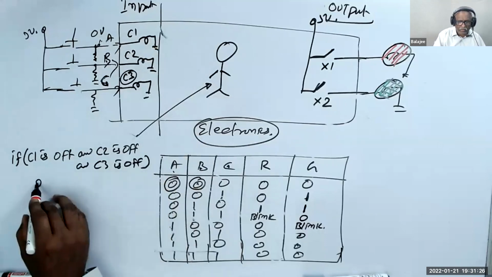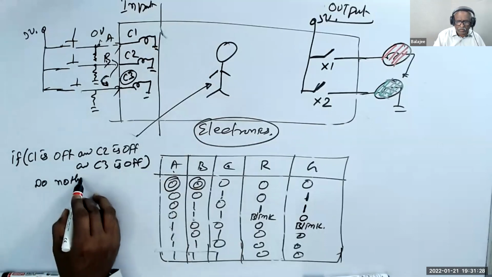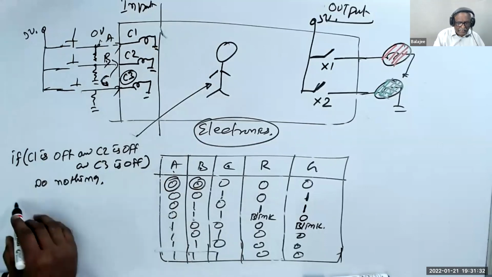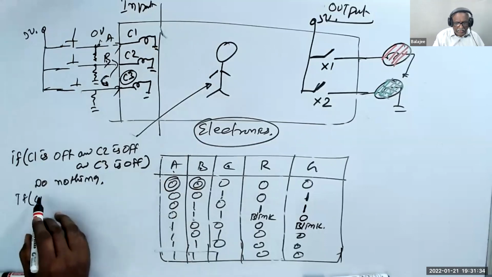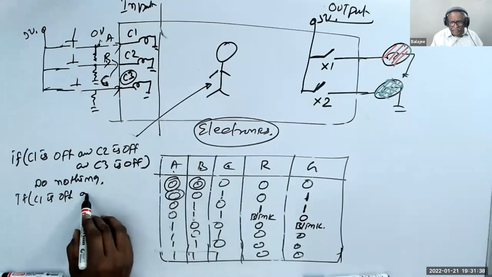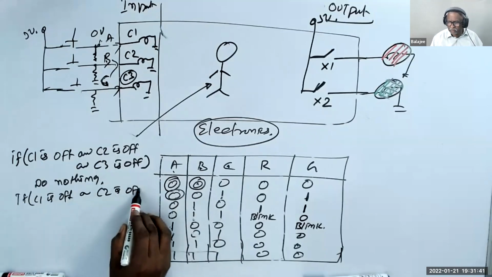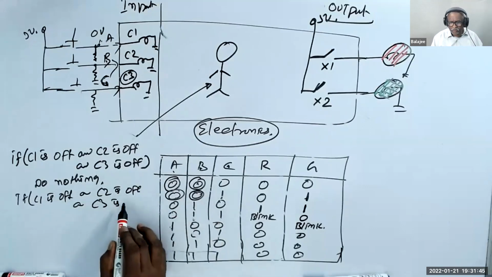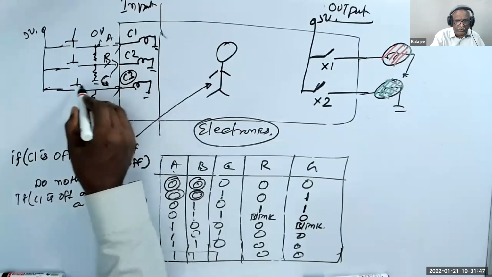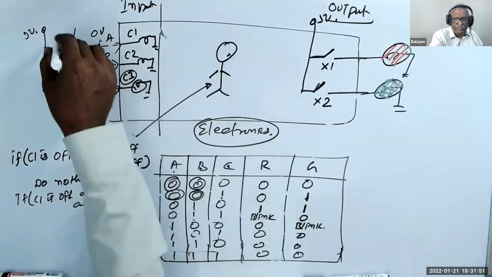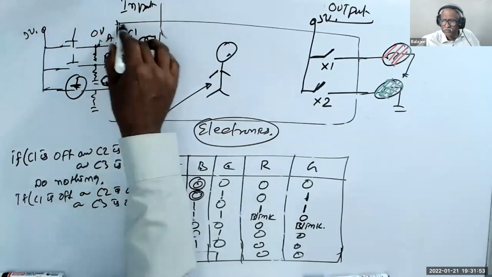Do nothing. I told him do nothing. Then he will not do anything. I say if C1 is off, correct, and C2 is off, correct, and C3 is on. The moment you press the switch C, this will become on. He cannot see this switch because this is inside the box.